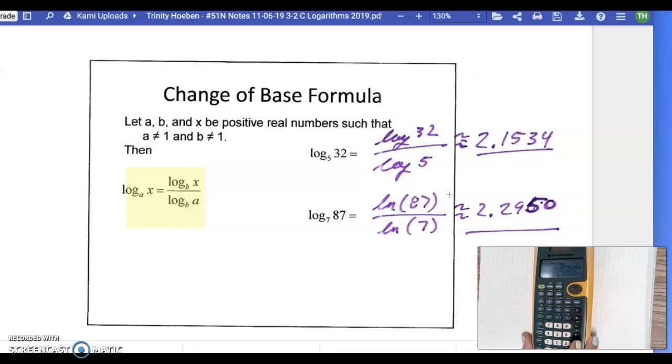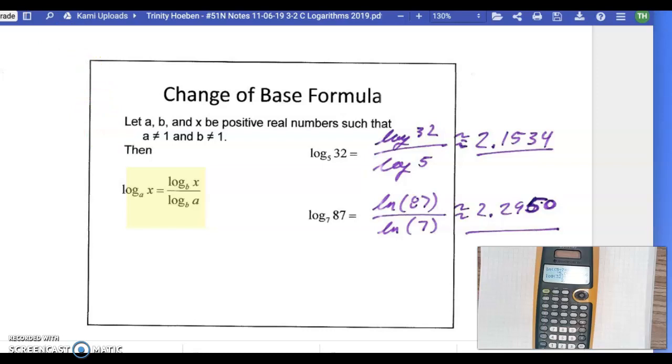Did I type something in wrong? Let me pause that. Okay, I typed it in correctly. So log base 10 of 32 divided by log base 10 of 5 is roughly 2.1534. It's kind of hard to be going back and forth.